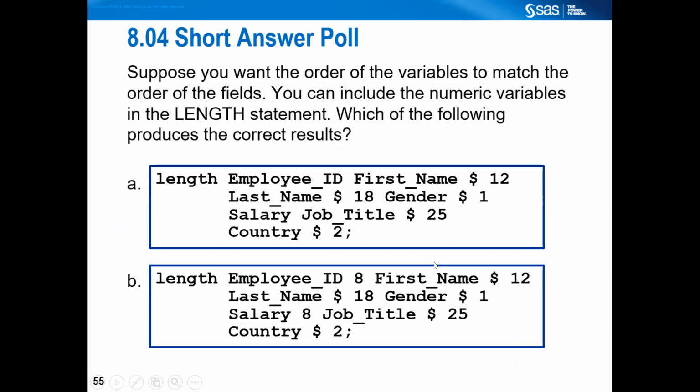Fine. So the question here is, suppose you want the order of the variables to match the order of the fields, you can include the numeric variables in the length statement. Which of the following produce the correct results?